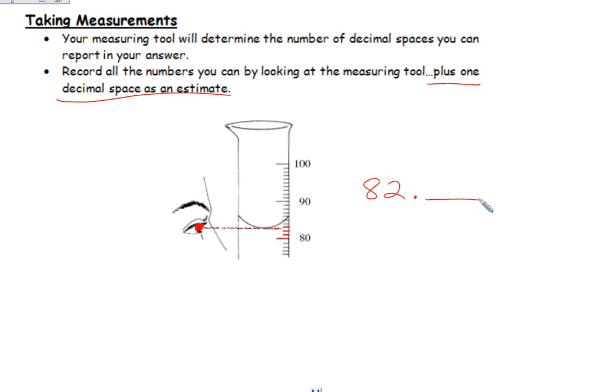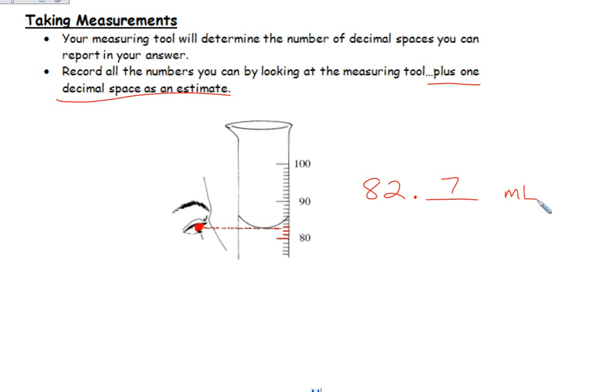Well, if it's between 82 and 83, I could take an estimate and I could at least tell you if it's closer to the 82 or the 83. I might think it's, I don't know, a little closer to 83. So maybe I say, I don't know, 82.7. And this is a volume measurement, milliliters. Maybe I say something like that. A+.